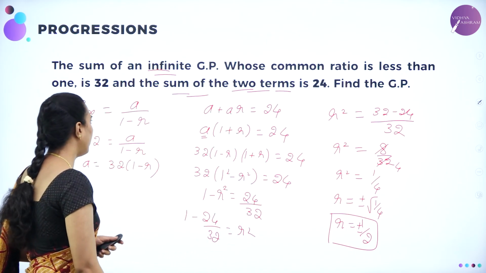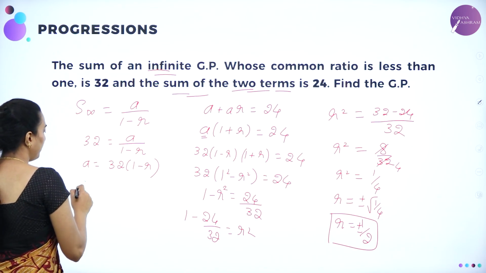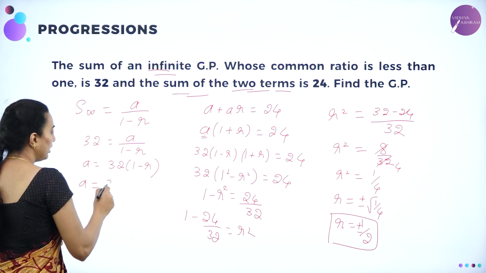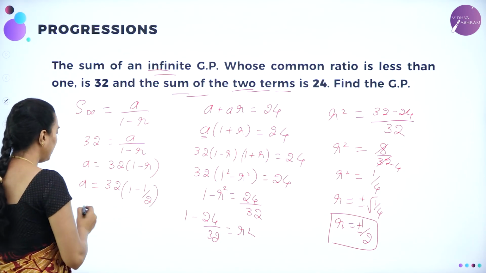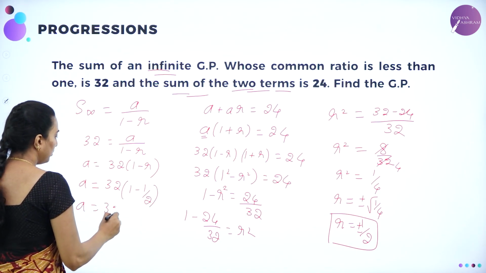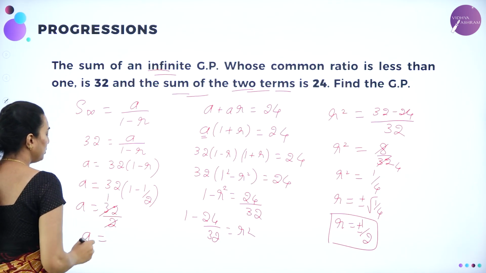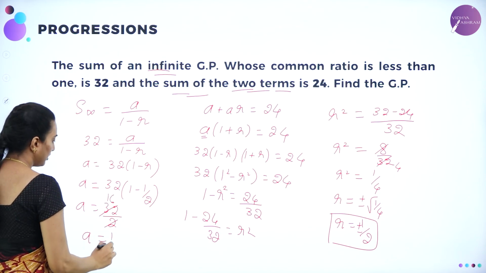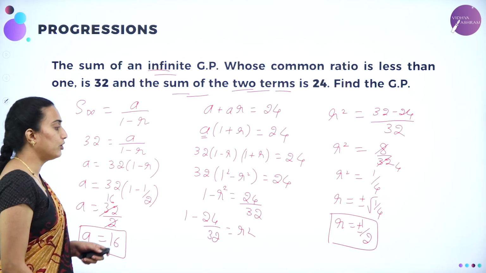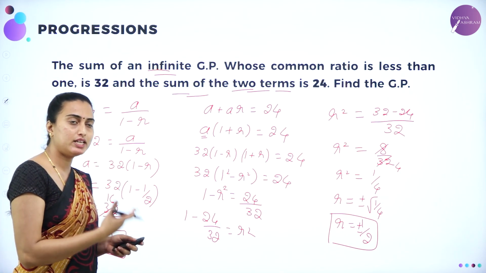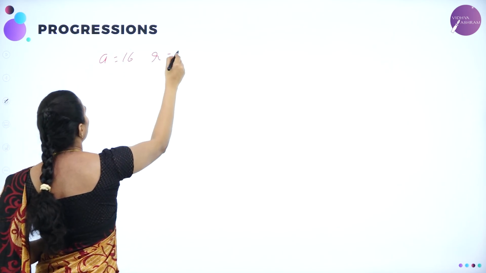Now, find the GP they have asked. We need to find A now. Here A can be found by putting R is equal to 1 by 2. A is 32 into 1 minus 1 by 2. 1 minus 1 by 2 is 1 by 2 always. A is 32 divided by 2, which is 16. Understood? So therefore you got R is equal to 1 by 2, A is equal to 16. So A is equal to 16 and R is equal to 1 by 2.